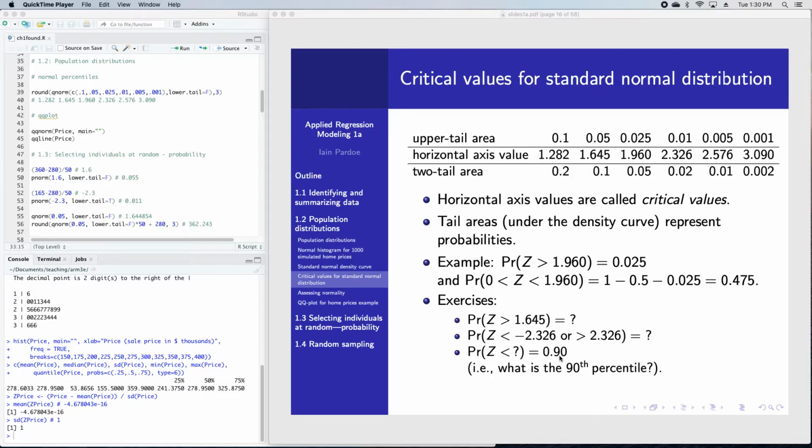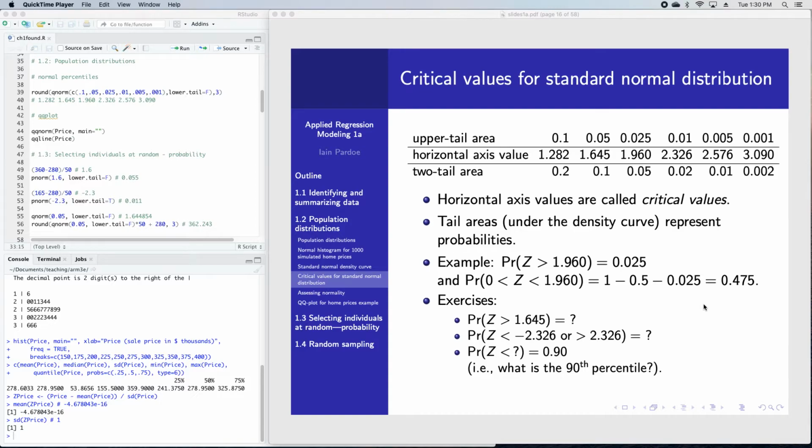Okay, so for this, we're looking at where the 90th percentile would come in this table. The 90th percentile is going to come where we have 90% to the left, or 0.9 to the left, and 10% or 0.1 to the right. In other words, an upper tail area of 0.1. So we find the 0.1 in the table and look at the critical value that corresponds to an upper tail area of 0.1, and that critical value is 1.282. So the number that goes here in place of this question mark would be 1.282. The 90th percentile is 1.282.